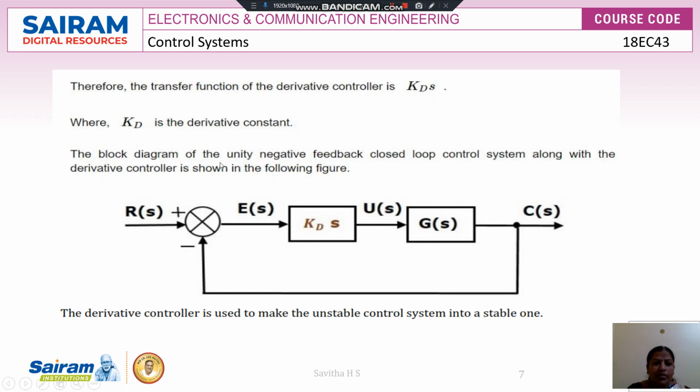The block diagram of the unity negative feedback closed loop control system along with the derivative controller is as shown in the figure. This is the input and this is the error signal, and this is the derivative constant Kd. The output of this will be U(s), and again it is given to the gain and the output is C(s). From the output the feedback is fed here, and this is a negative feedback. The derivative controller is used to make an unstable control system into a stable one.